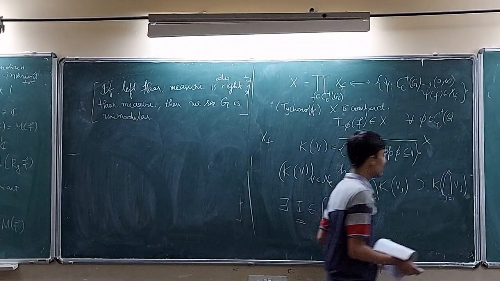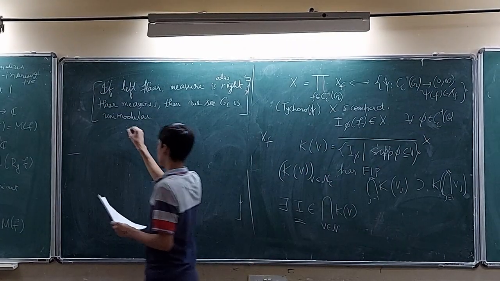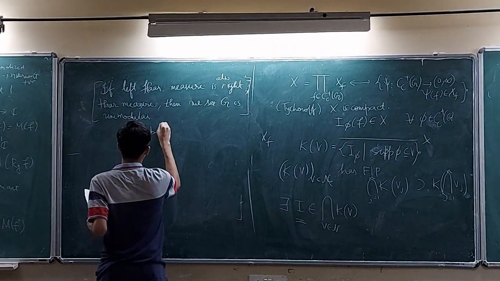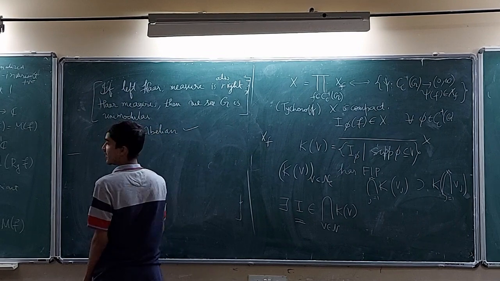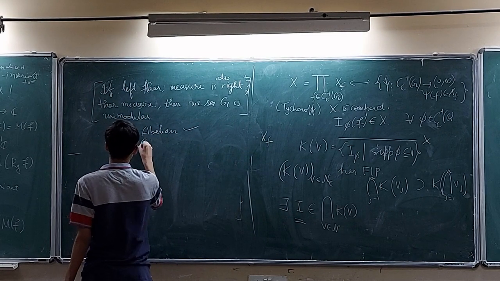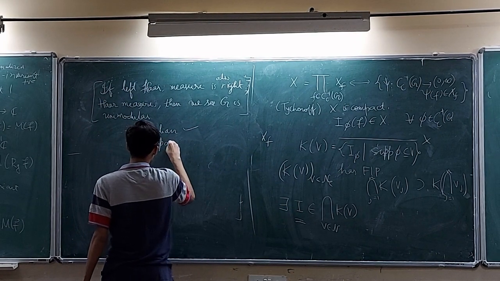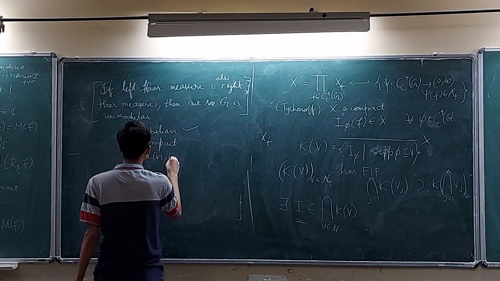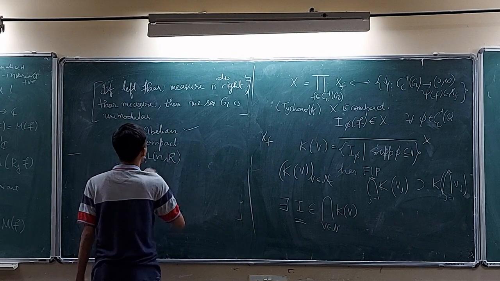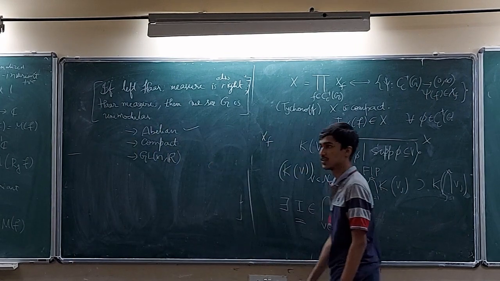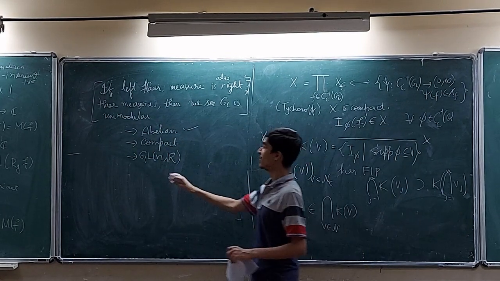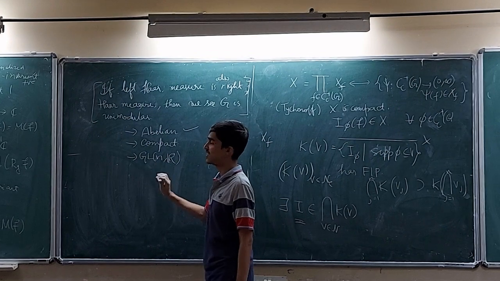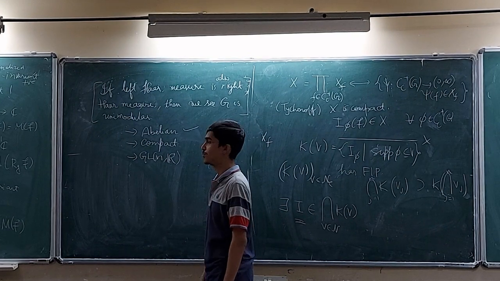And we have seen obviously abelian groups are unimodular. But we also see compact groups are unimodular. And GL_n(R) is a unimodular group that's neither abelian nor compact. But take note that not all subgroups of GL_n(R) are unimodular.